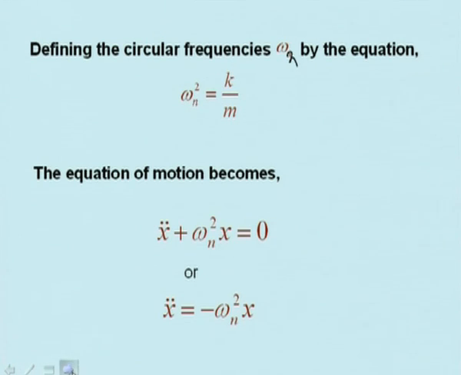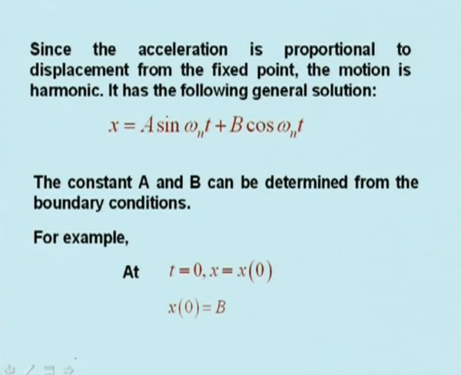Now it has the following general solution. If you solve this equation, you can say x is equal to a sin omega n t plus b cos omega n t. That is the general solution of this type of problem. You can get this from the differential equation or substitute this equation into the previous equation. You see that the equation is satisfied. So the general solution of this equation is basically a sin omega n t plus b cos omega n t.